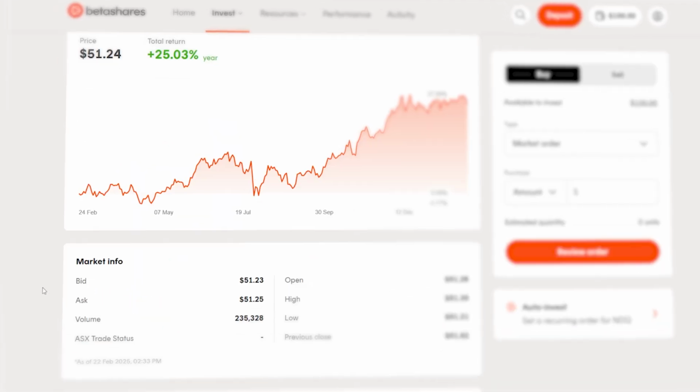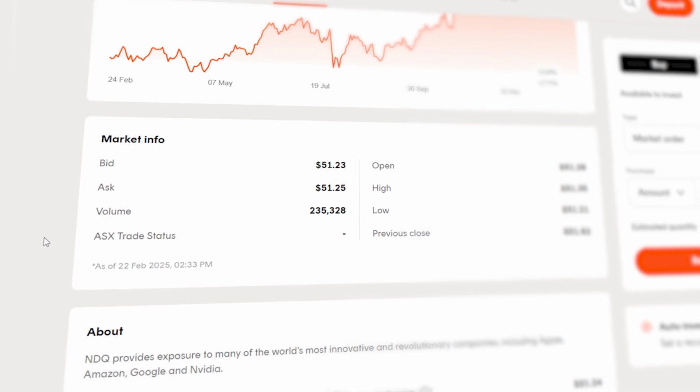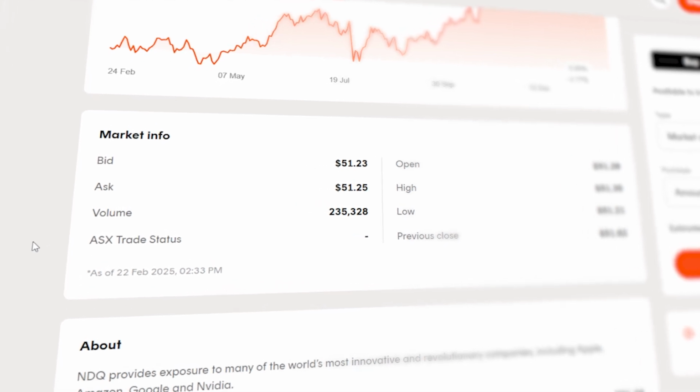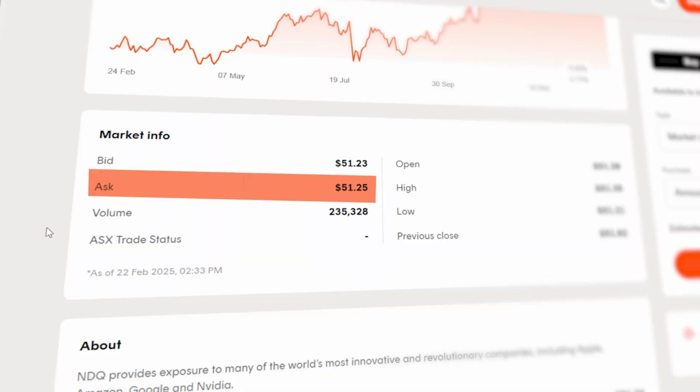Now, scrolling down, we can see some other market info, and we can see a whole bunch of prices here. So let's dive into these. Firstly, we've got the bid price. This is just another word for buy price. It is the highest price that buyers are willing to pay to buy this asset. Ask is another word for sell price. It is the lowest price that the sellers are willing to accept to sell this security.